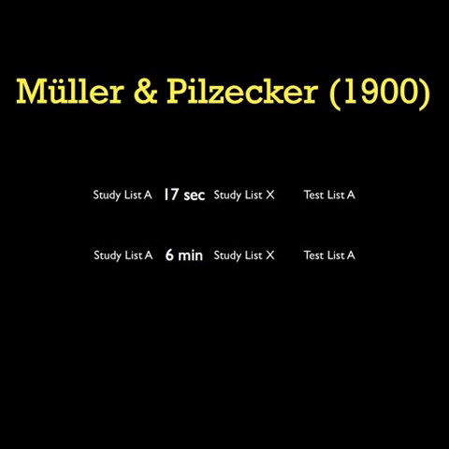For example, Müller and Pilzecker in 1900 published this monograph where they had people study list A, and then after a 17-second delay, study list X, as they called it, and then they tested for list A. These are word pairs. Then they did a different delay where they studied list A, then a 6-minute delay, study list X, and then an immediate test. It turns out that the longer the delay, the easier it was, because you have more of a temporal separation.